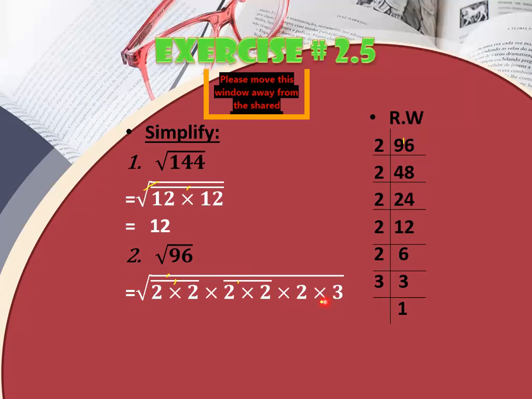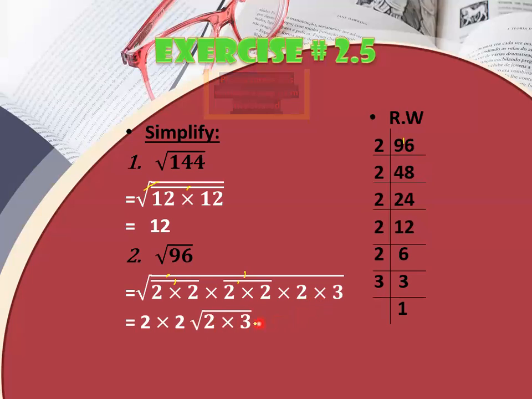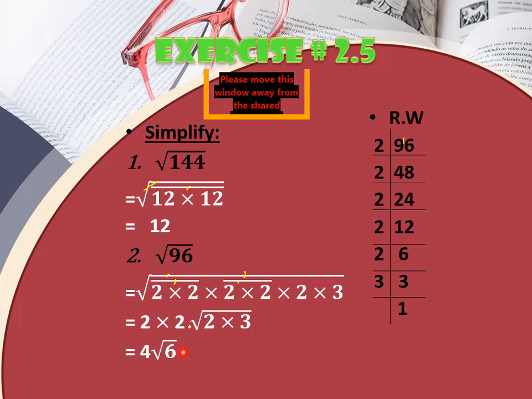But you cannot take them out, because there is no pair of 2 and 3. So what you will do, you will take this 2 out, and it will become 2 multiplied by 2, and the square root of 2 multiplied by 3 will remain as it is. Okay, so simply you will multiply them. 2 multiplied by 2 will become what? 4, and 2 multiplied by 3 is 6. So 4 root 6 is the answer. Okay, what I have done here, I just made the pair of the same number.